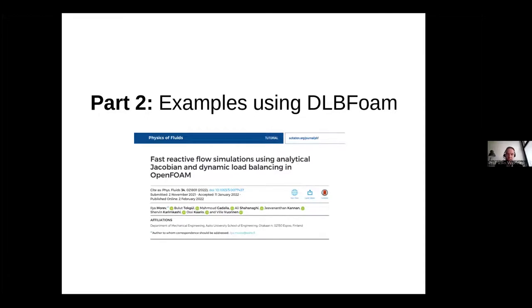So that completed part one and the methods, some of the key things behind DLBFoam. And now let's proceed to part two and some examples using DLBFoam. This is mostly going through the paper from this year in Physics of Fluids.